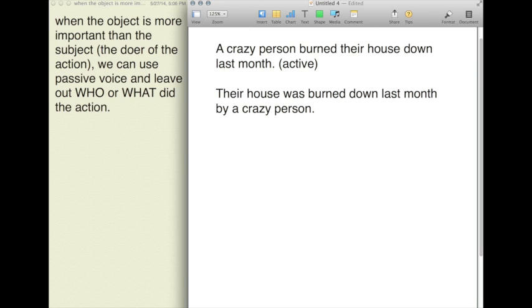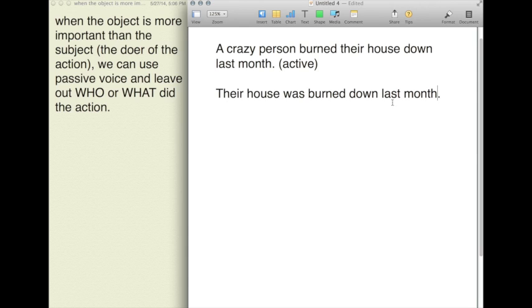Now, how do you know it's passive? Well, one easy way to do it is just to say to yourself, if I can add "by somebody," then it's probably going to be passive voice. If I cannot, it's probably active voice. I couldn't say "a crazy person burned down their house by something." No, that doesn't work. But I can say this: Their house was burned down last month by a crazy person. Okay, so if we take this out, "their house was burned down last month," it is still a passive sentence because we can add "by."